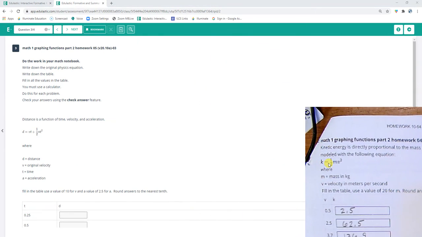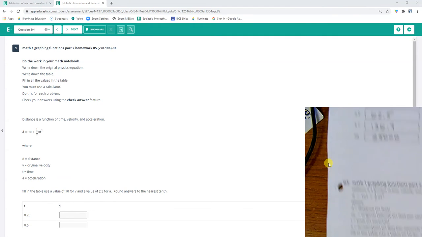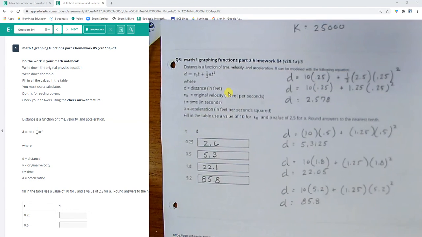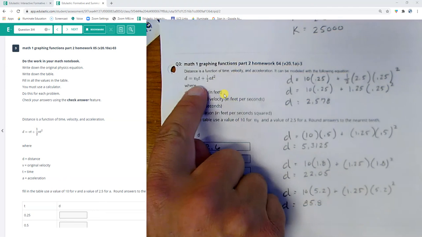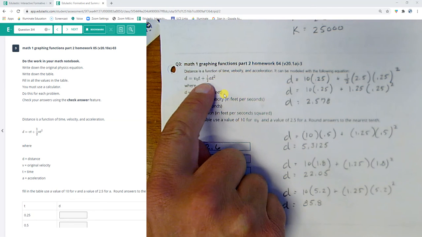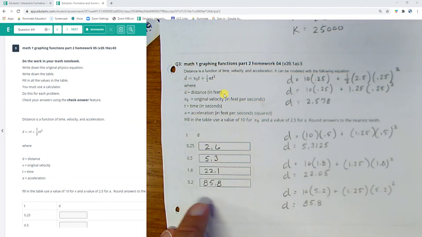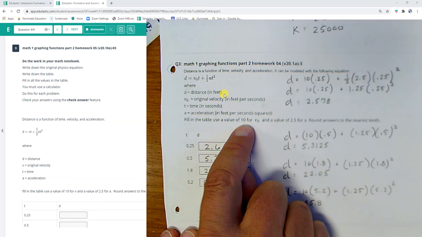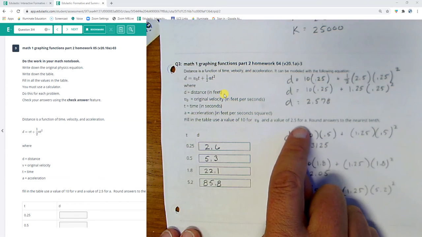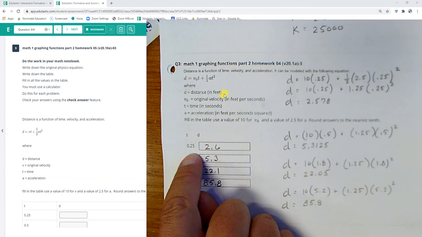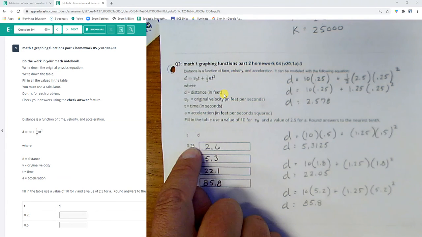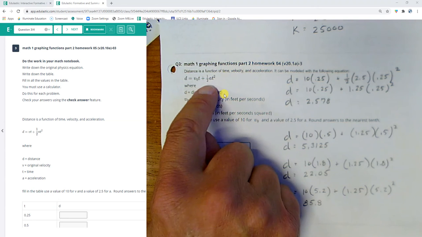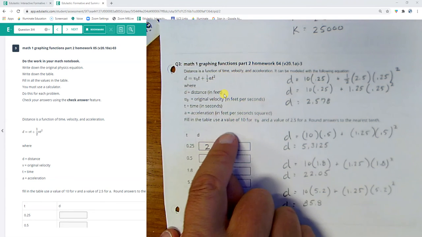Next one, number 3. Interesting. So this one is velocity times time plus 1/2 at squared. Now notice the velocity times time, velocity is 10. So we're going to have to go 10 times the time and then add that to 1/2 acceleration times the time squared. Is the acceleration constant?